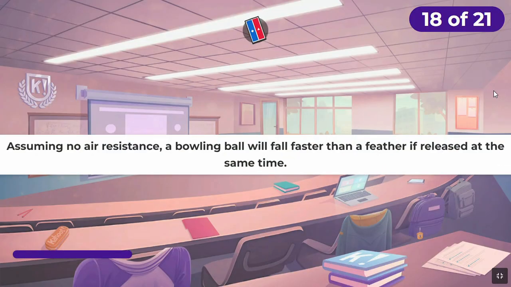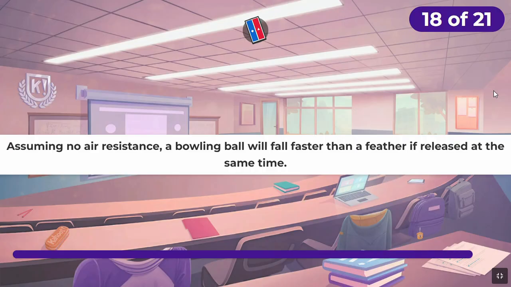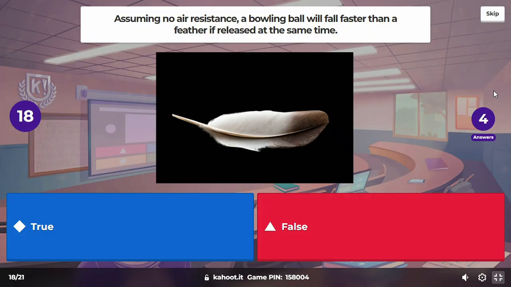So here's a question for you. Assuming no air resistance, a bowling ball will fall faster than a feather if released at the same time. Is that true or false?